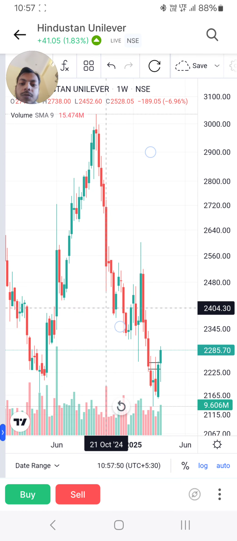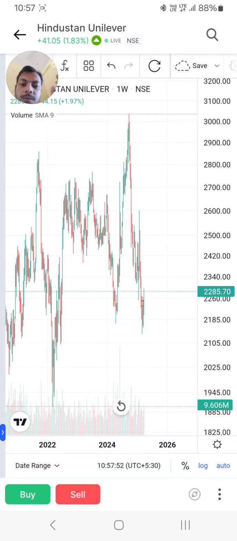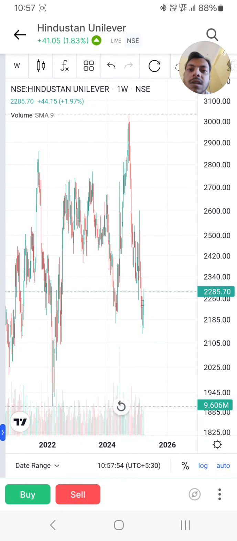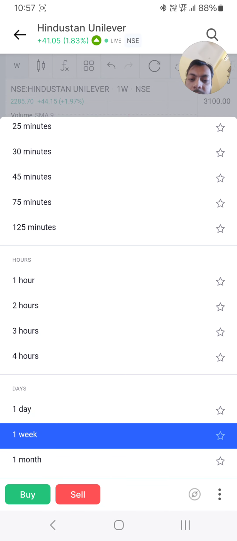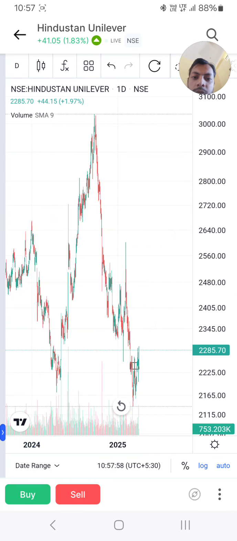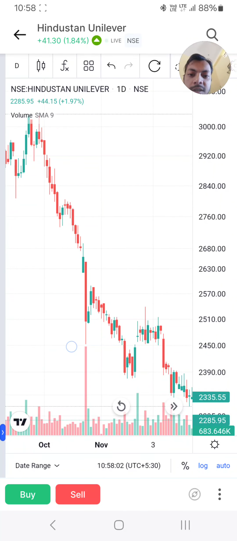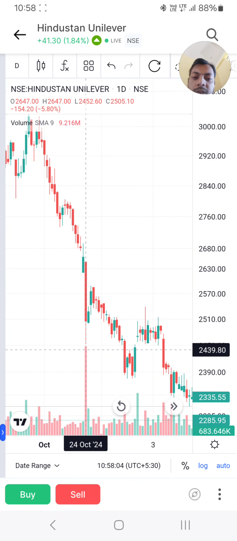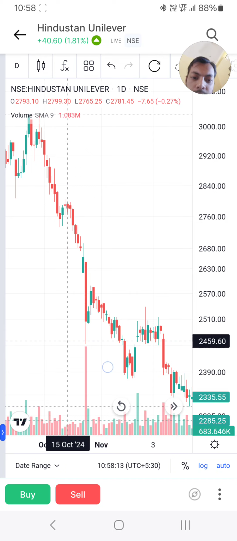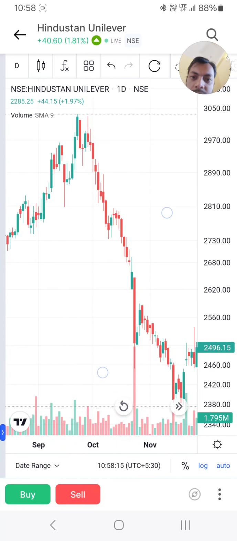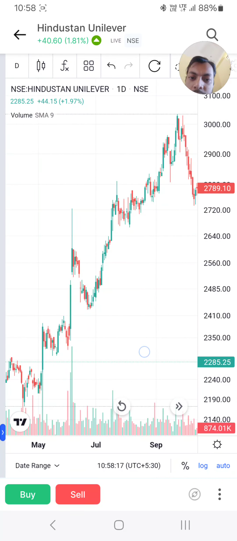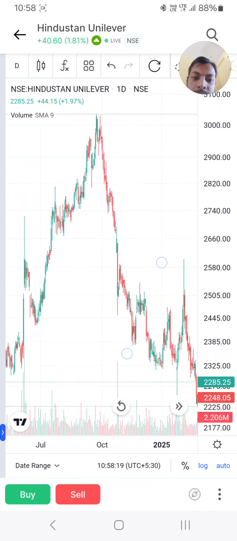So on the weekly time frame we can see that it is on a major support level. Now coming to the daily time frame, let's move to daily. What is happening in the daily time frame? Let me show you first the 5% fall. Yeah, this 5% fall was due to bad results, 24th of October. It is around a 5.8% fall, the biggest fall in quite a long time.